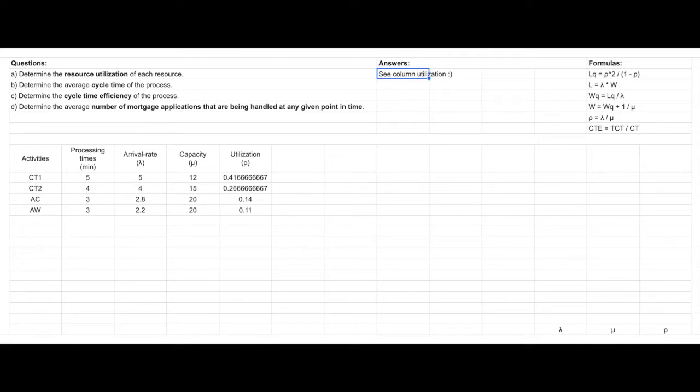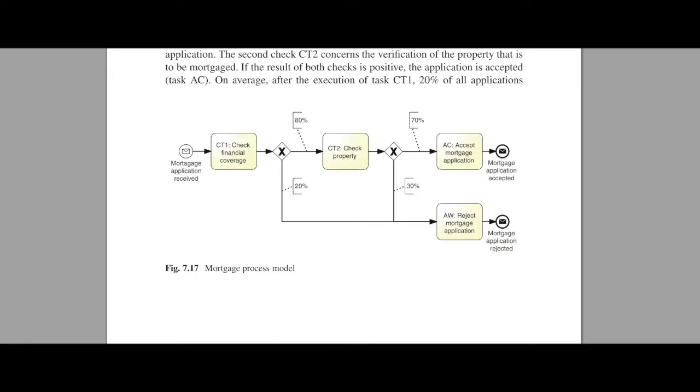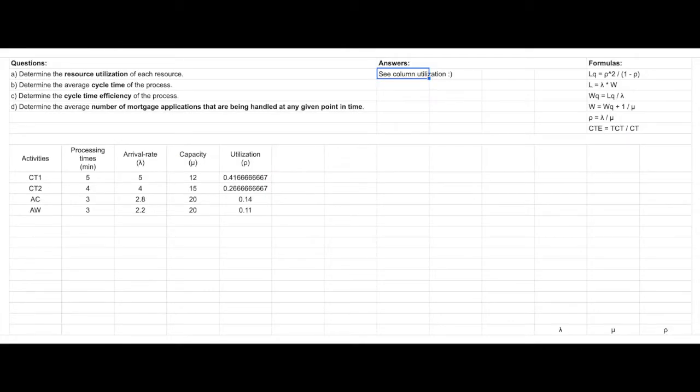Let's move to the next question, where we need to determine the average cycle time of the process. If all the activities were all executed once, one after the other, then that would be easy. We would simply add the average time it takes to execute each activity, and that would give us the answer.